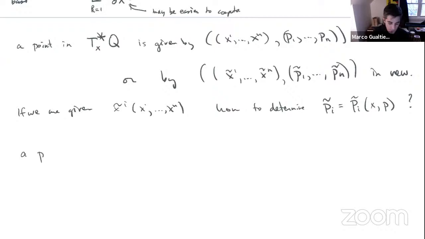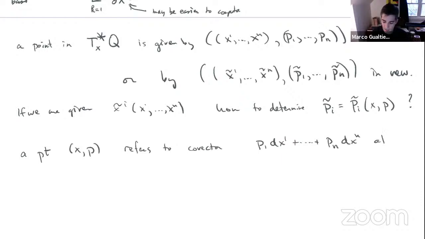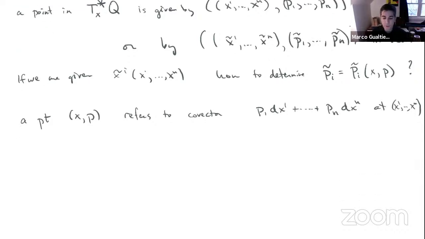So a point xp refers to the covector p1 dx1 plus pn dxn at the point x1 up to xn. Okay, it's a dual tangent vector to that point.